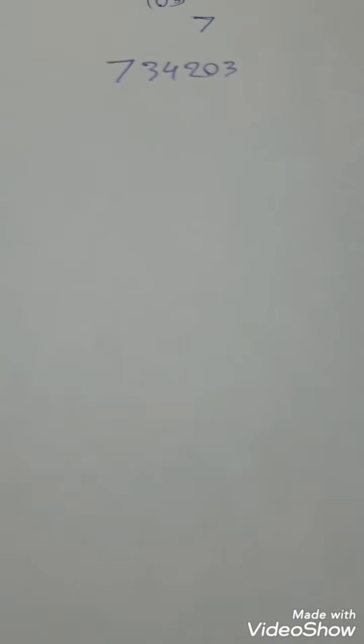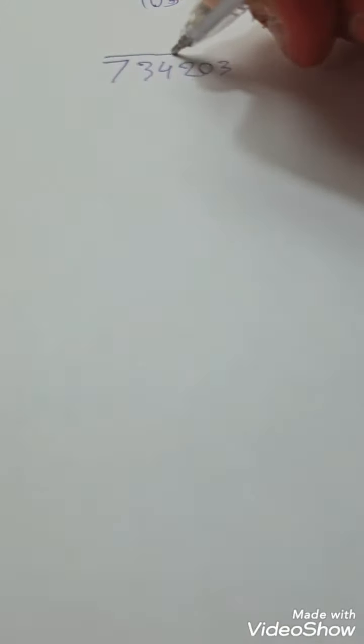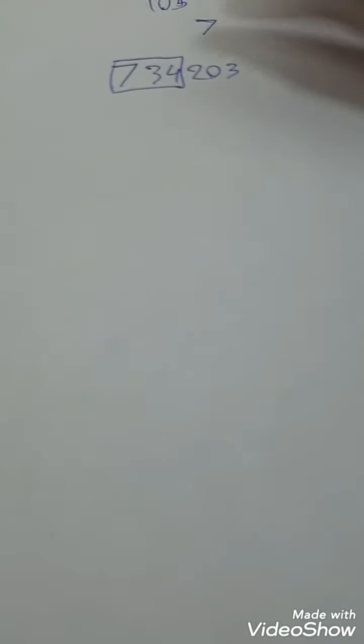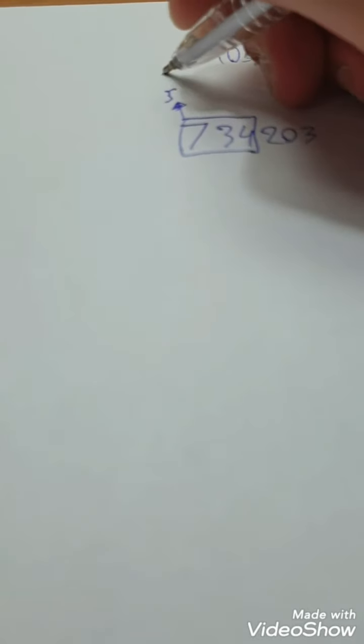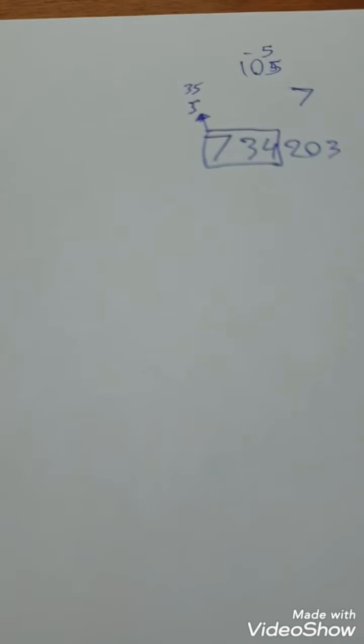Okay, now we will take the first three numbers, multiply the first by 5. This will give us 35.